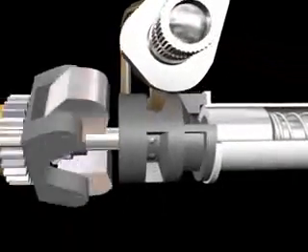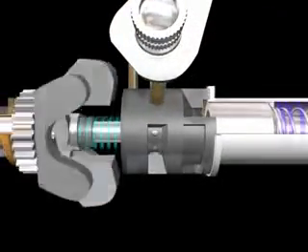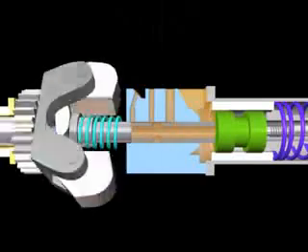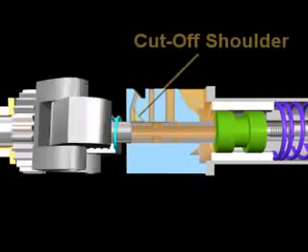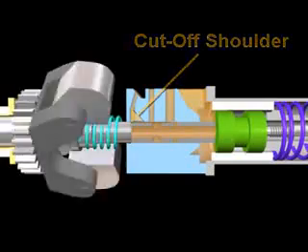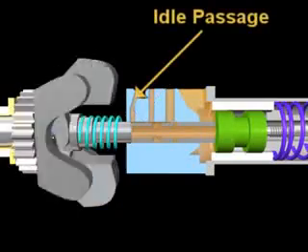With a given throttle leakage setting, closed throttle idle speed is maintained by controlling rail pressure. This pressure is determined by the position of the governor plunger cut-off shoulder over the idle passage.